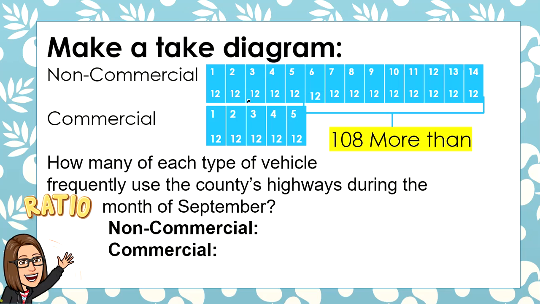So let's see. If you have 12 and there are 14 boxes, you can go 12 plus 12 plus 12, 14 times, or you can do multiplication. 12 times 14, and that's going to be 168. And then for this one, there's 5 of them, so 12 times 5 is 60. So you can see if you go 168 minus 60, there are 108 more vehicles of the non-commercial. And so that's how you solve a problem like this. Now, you are going to try some problems next since we've gone through these 2 examples, and hopefully you can do them.